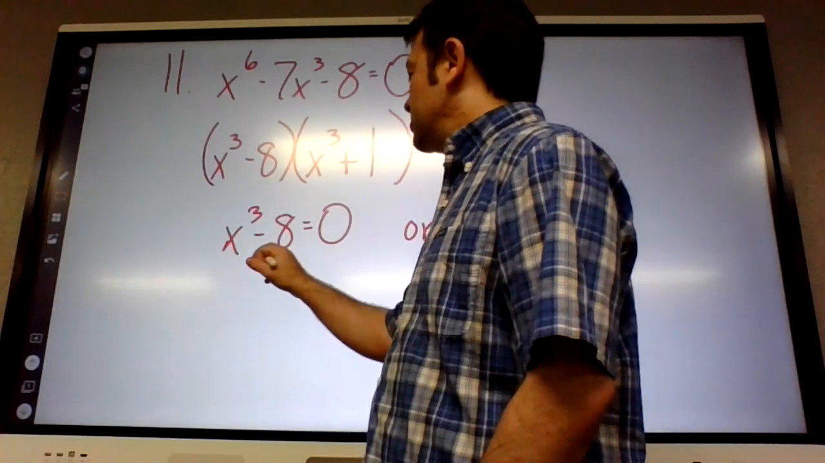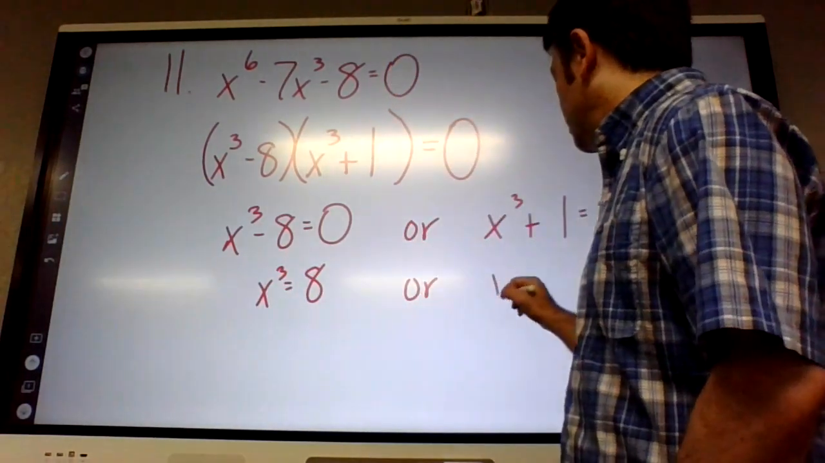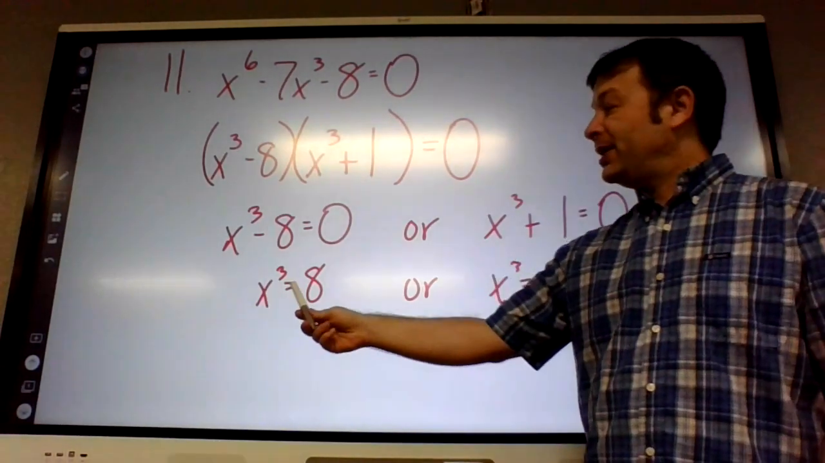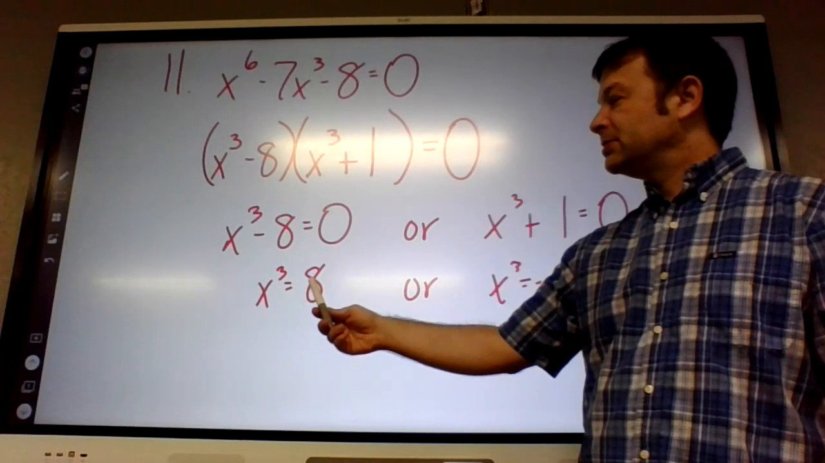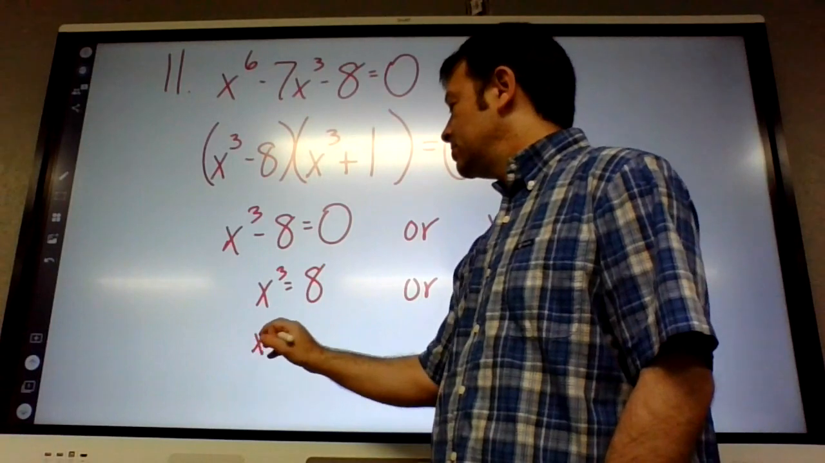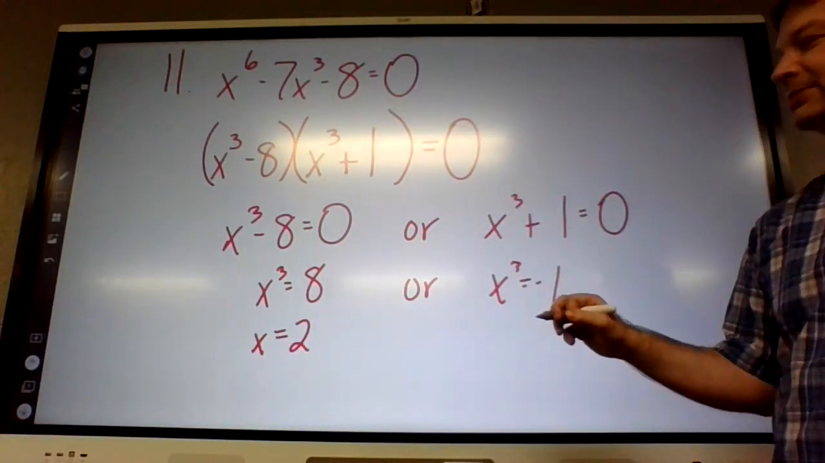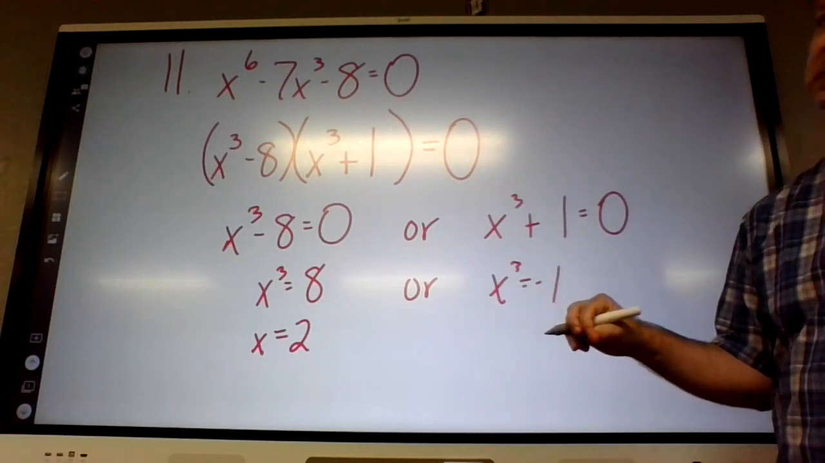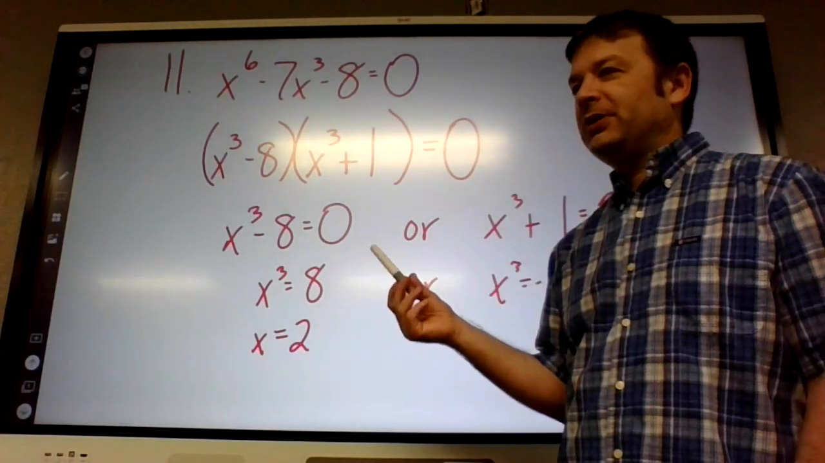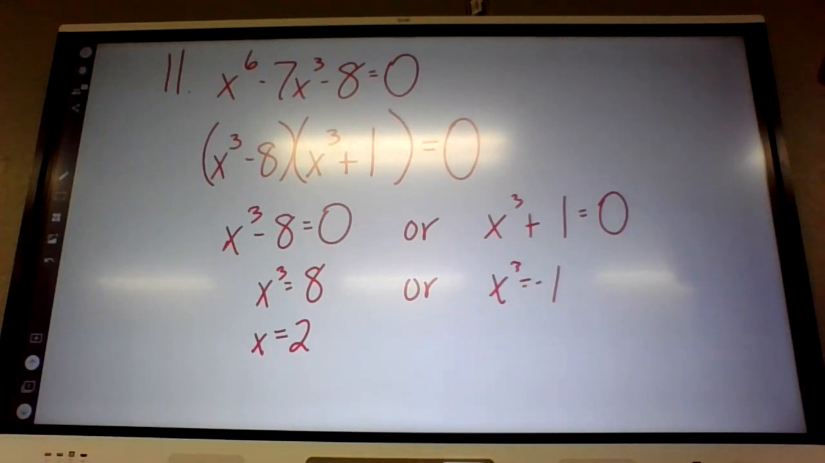Alright, so if I add the 8, I get x cubed equals 8. Okay, if x cubed is 8, how do I find x here? Cube root. You guys know what the cube root of 8 is? 2. Plus or minus? No. How did you know? I don't know that. It was actually really good. What times itself equals 8? Yeah. I'm impressed.